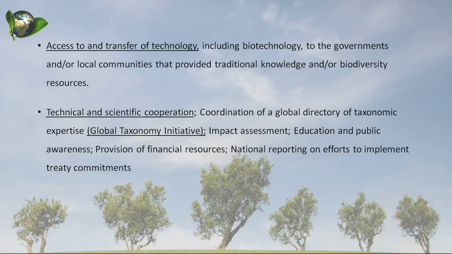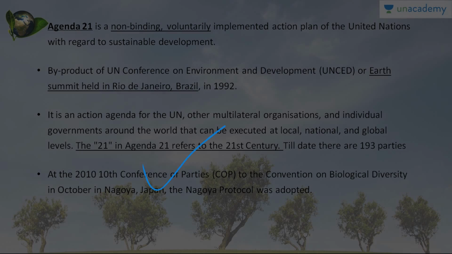Then you have access to and transfer of technology, including biotechnology, to the governments and or local communities that provided traditional knowledge. So they should not be harmed, they should not be exploited. And then you have technical and scientific cooperation. So basically a coordination of a global directory of taxonomic expertise, that is the Global Taxonomy Initiative, and impact assessment of what is happening because of this initiative. Then you have IEC, information, education and communication. Then you have provision of financial resources and national reporting and efforts to implement treaty commitments.